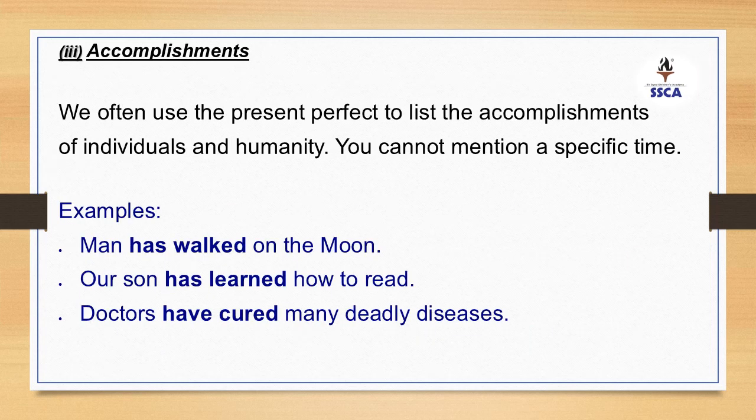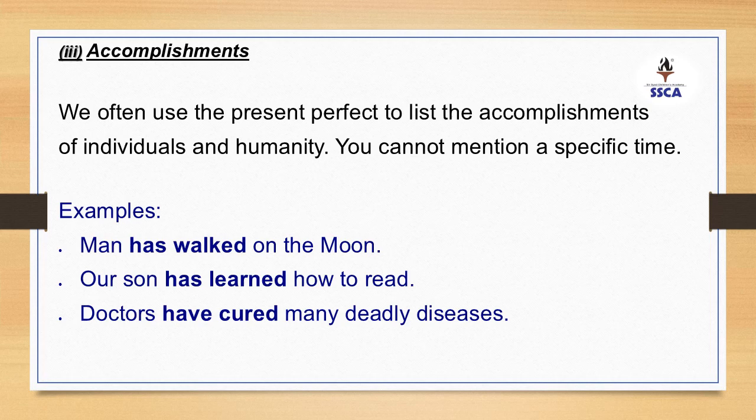Accomplishments. We often use the present perfect to list the accomplishments of individuals and humanity. You cannot mention a specific time here as well. Examples. Man has walked on the moon. Now, here I'm talking about the accomplishment of a man to walk on the moon, but with no specific time, when it actually happened.